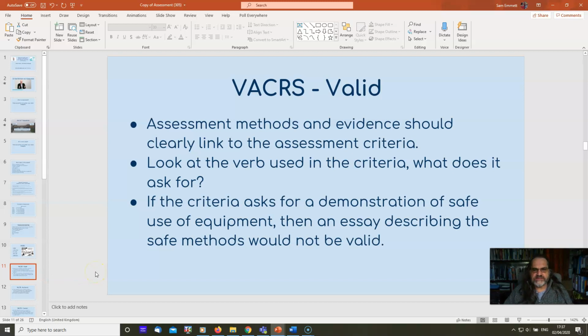So valid means it has to be linked to the methods, and the evidence and the methods should clearly link to any assessment criteria. This is this constructive alignment again. You need to look at the verb in the criteria and what does it ask for.